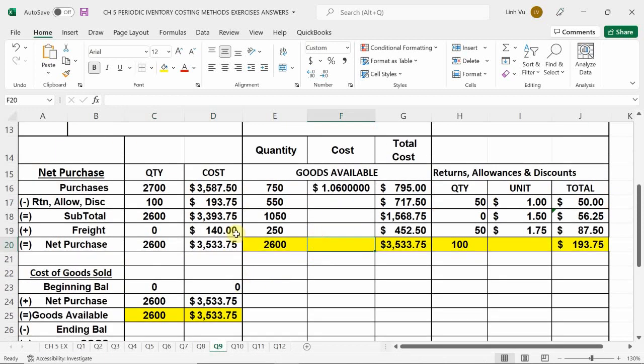Since I already built my table here, I'm going to go ahead and solve for my average cost right here. So what is my average cost per item? If I have a total of $3,533.75 with an overall total quantity of 2,600 toys.